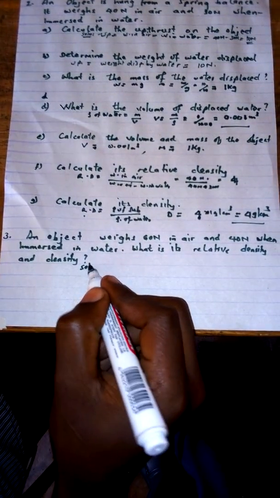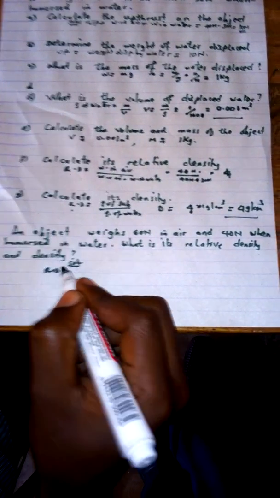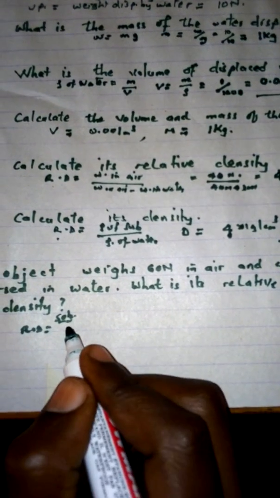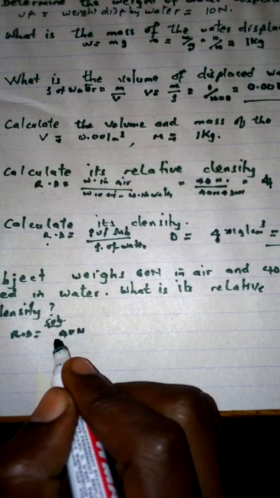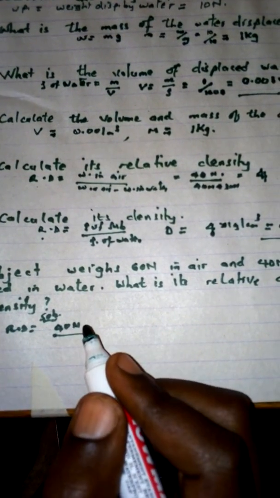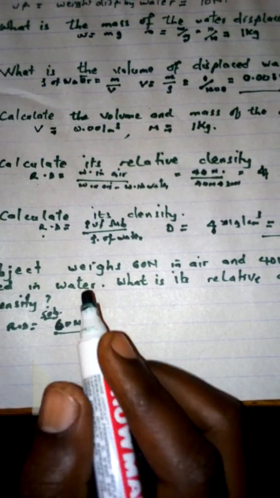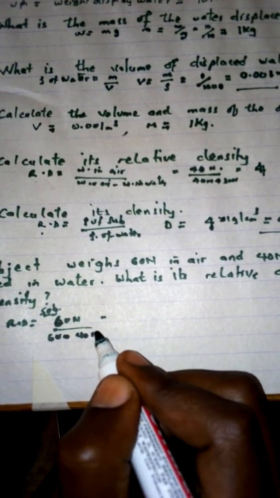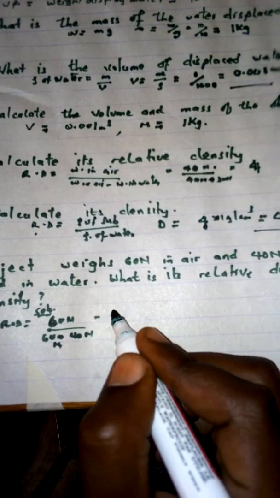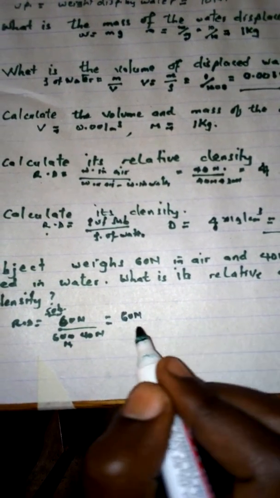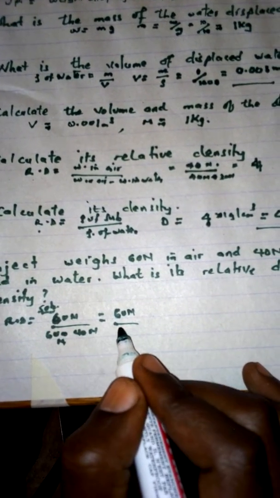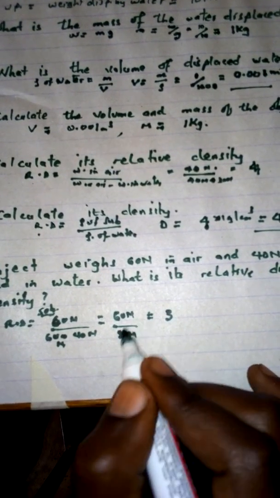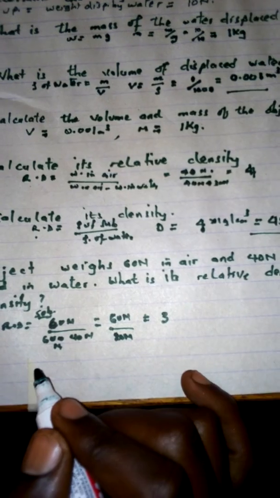So for the solution of this question, we know that relative density is equal to the weight in air divided by the weight in air minus weight in water. Sorry, it is 60. This is 60 divided by 60 minus 40. So this is Newton and this is Newton. So this will be equal to 60 Newton divided by 60 minus 40, which is 20 Newton. So the answer there will be 3, because relative density has no SI unit. The Newton and Newton cancel out.